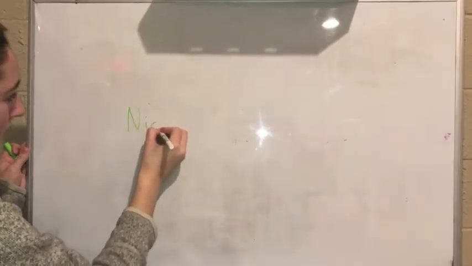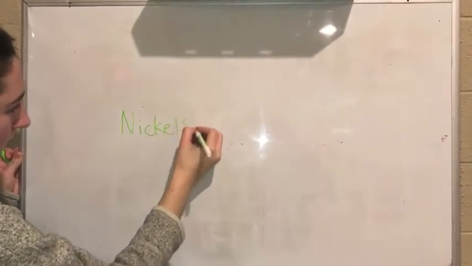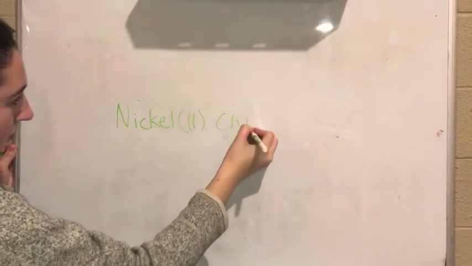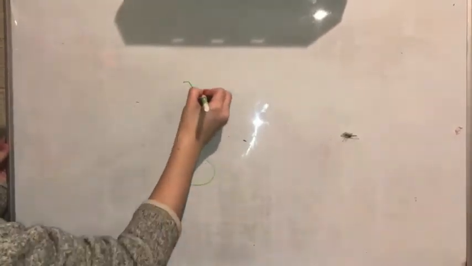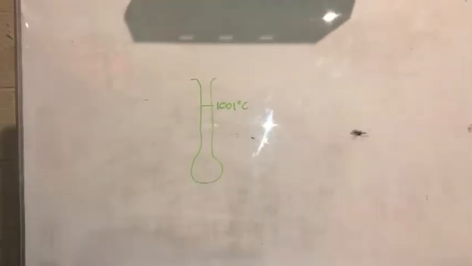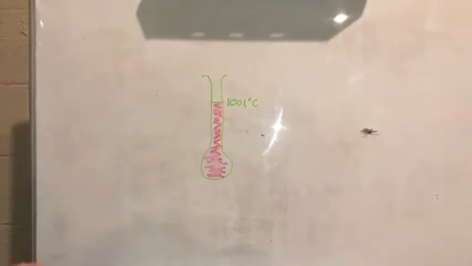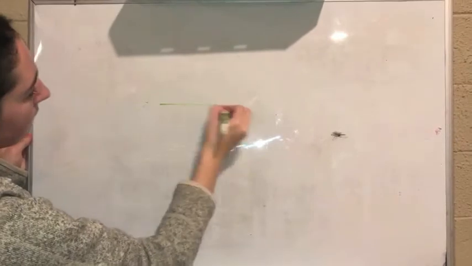Nickel chloride, NiCl2, is a compound that is 2/3 chloride ions and 1/3 nickel ions. It is a brown or green colored solid that is denser than water. The melting point of NiCl2 is 1001 degrees Celsius. The compound is used in batteries.